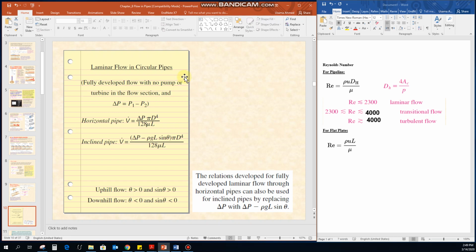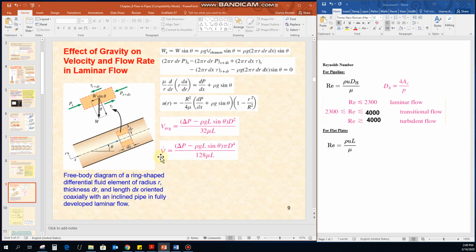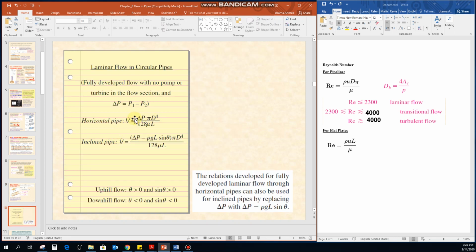Now, for laminar flow in circular pipes, we can have this equation. For the horizontal pipeline, you can directly use this equation. This one is the more generalized equation in terms of theta. If you are dealing with a horizontal pipeline, the theta value will be 0, and the equation becomes delta p pi d to the fourth over 128 mu L. So you get this equation here again. For an inclined pipeline, you have to include the factor rho g L sine theta.